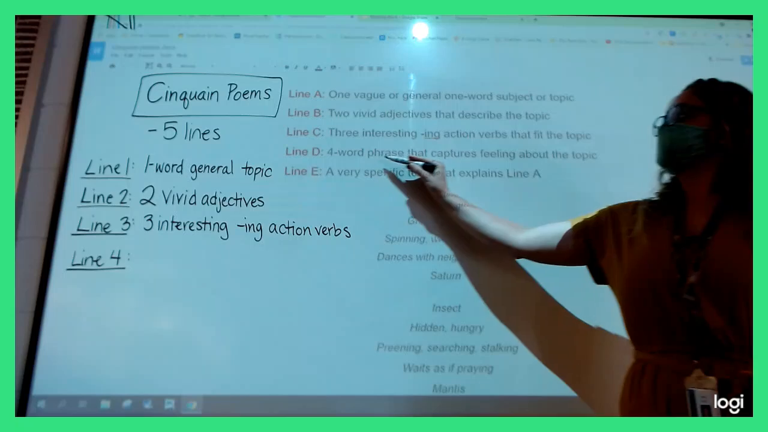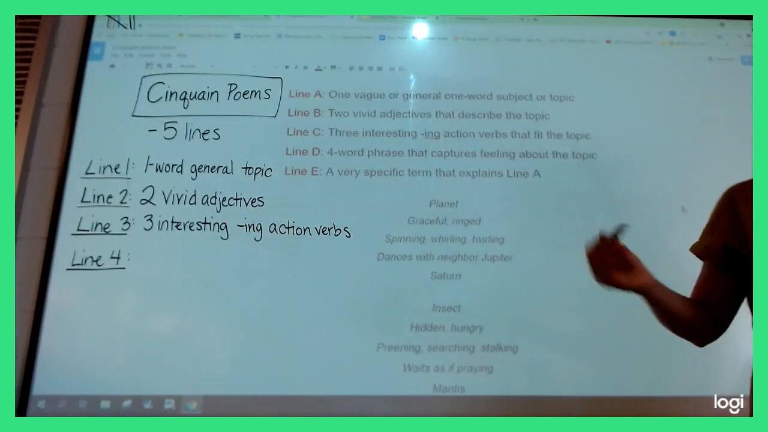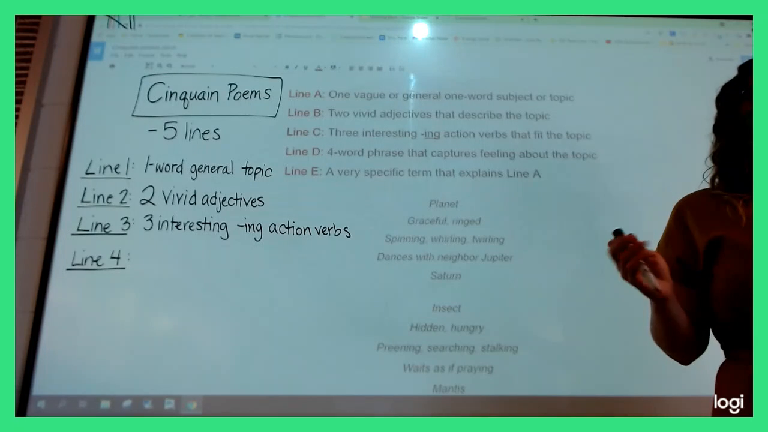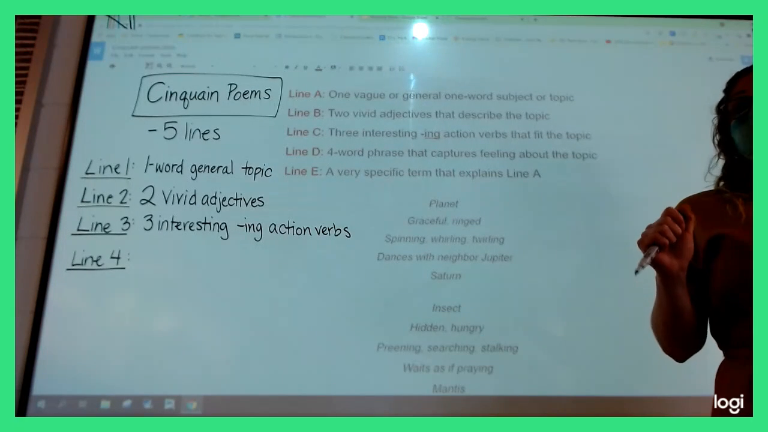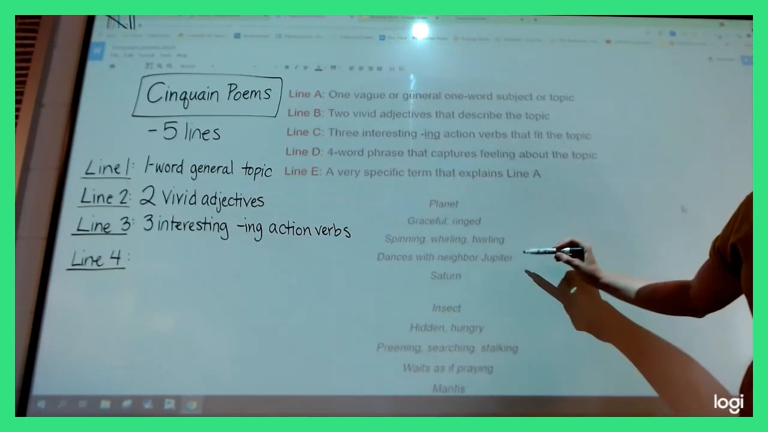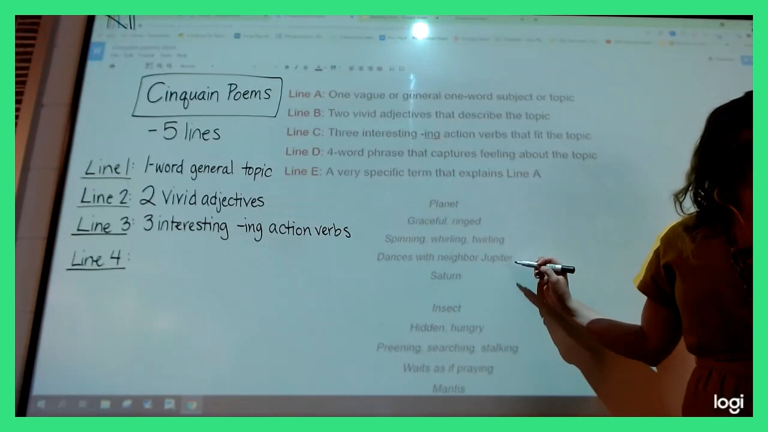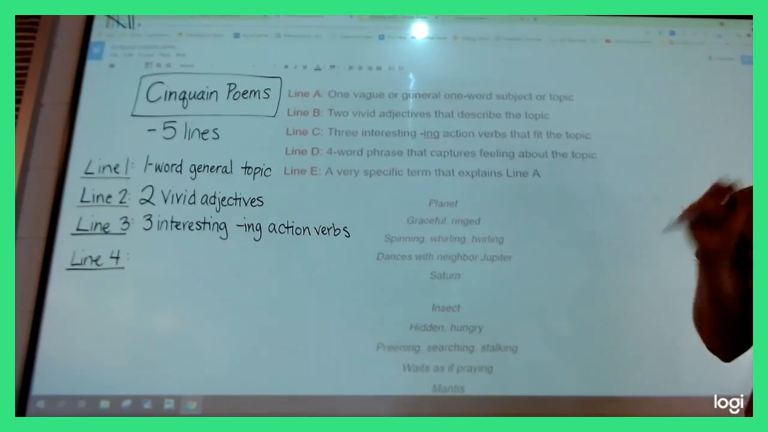Line 4 is a 4-word phrase. What's a phrase? Any ideas? Josiah, what do you think? What's something you'd say? It doesn't have to be a sentence, but let's look at their phrase. Dances with neighbor Jupiter. It's not really a complete sentence, but it's a phrase, okay? It's part of a sentence.